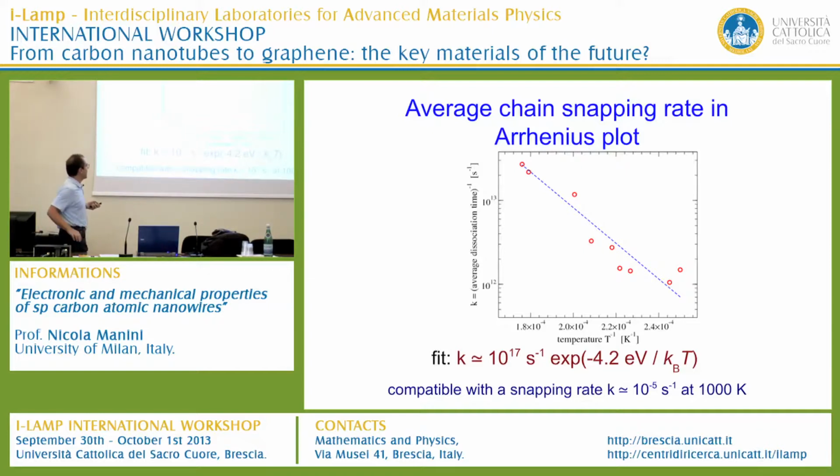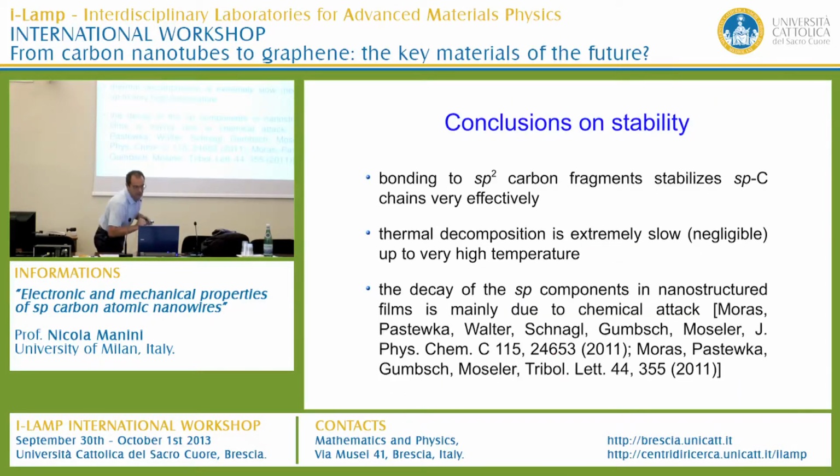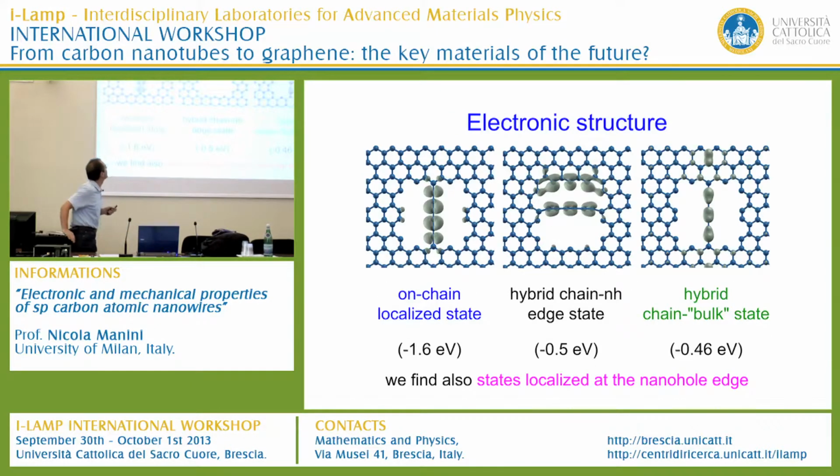And indeed, this is compatible, when we extrapolate to room temperature, or to 1000 K even, with a snapping time of several hours. So basically, those chains, even at 1000 K, should be fairly stable, even for a few hours. Indeed, the interaction with gases, with oxygen, for example, is a different story. This was carbon only, and there was some simulation of this situation by the group of Mosler, who published a couple of works to which I attract your attention.